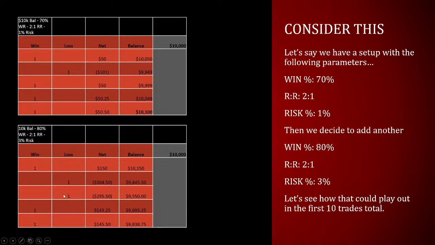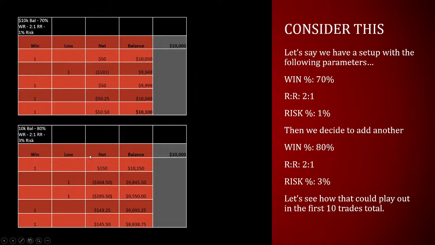And then we get another loser, and that equals 295.50, which is 3% of 9,850.50. So our new balance is 9,550.50, right, which is about $450 down. And then the next one is a winner, so we dig out a little bit, right? We're at 9,693.25. And the next one is a winner, so 145.50, which is 1.5%. And so now we're at 9,838.75. Okay, so we're down, right, on our account balance.